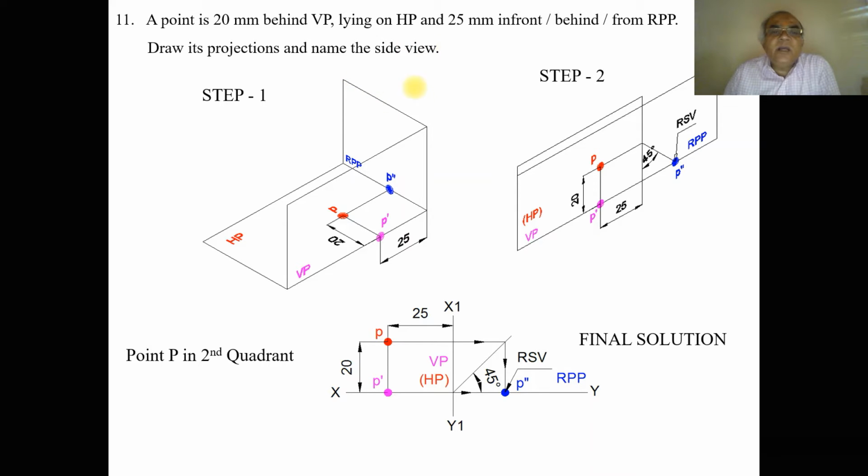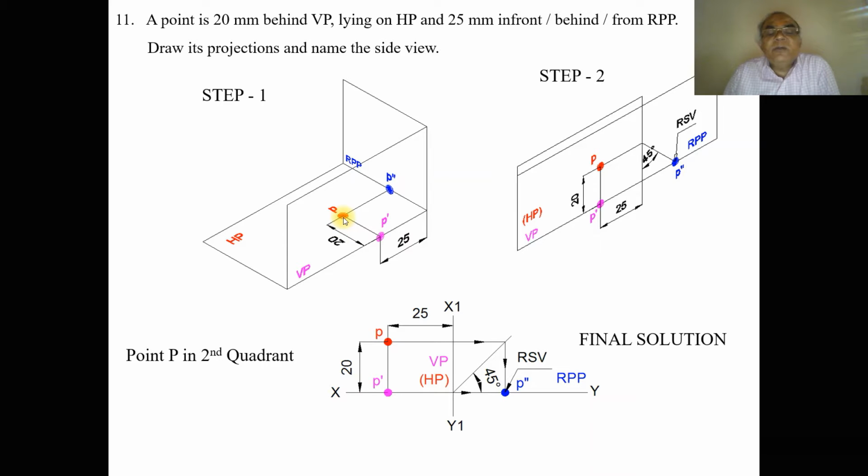Now we will see how it works. When you consider the front view, the point is 20 mm behind VP, lying on HP. Since it is lying on HP, the image will always be on the XY line, which is 25 mm, on HP. And then 20 mm behind VP. When you look from the top view, we can see the distance 20 mm behind VP. Because it is lying on HP, the image will also be behind VP on HP.